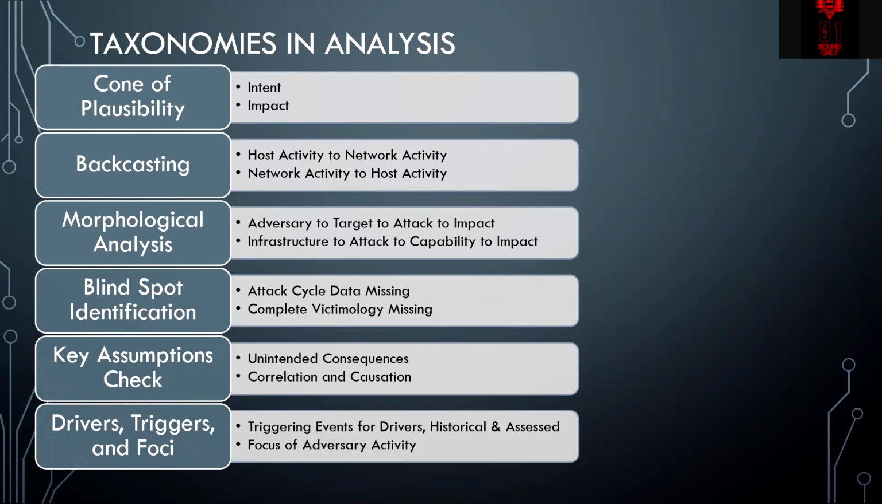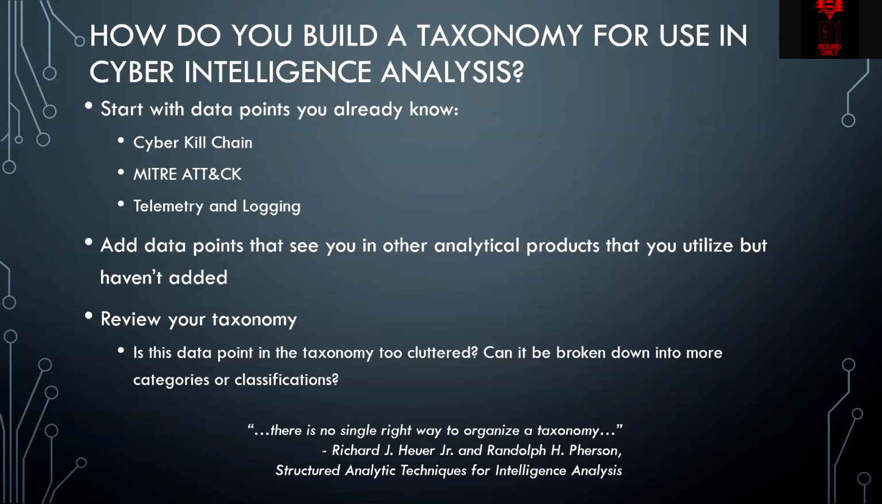So now we get into the meat and potatoes portion of this. How do you build a taxonomy for use in cyber intelligence analysis? So one, you've got to start with data points you already know, things that you already collect on. Cyber kill chain information, MITRE ATT&CK, your own telemetry and logging. These are great portions to start. Now, you then go into adding data points that you see in other analytical products that you find useful, that you utilize in analysis, but you haven't ever had a chance to add.